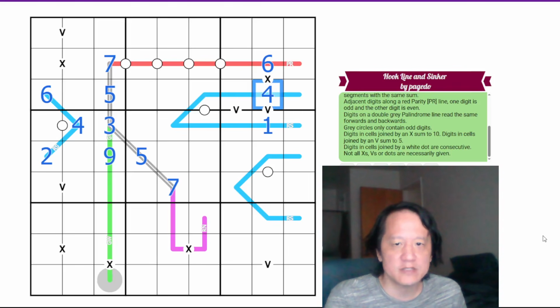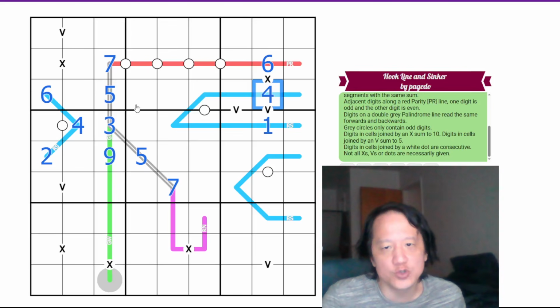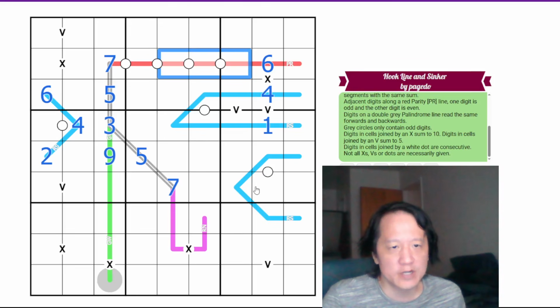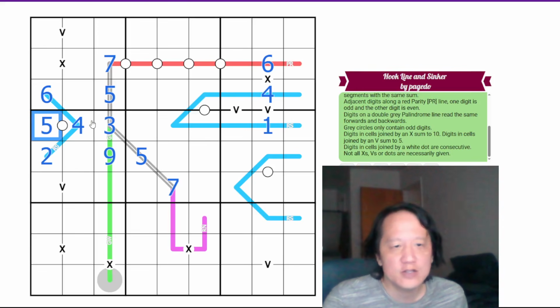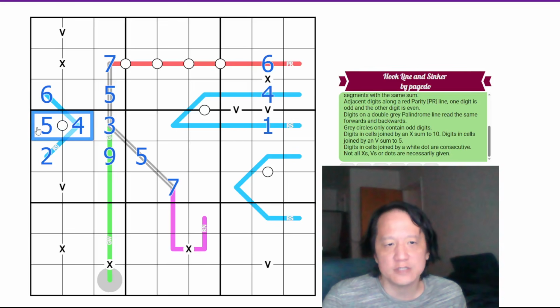So that's how X's and V's work. Digits in cells joined by a white dot are consecutive. So, for example, if we had a 4 here, this would have to be 3 or 5 to be consecutive with it. Because those are the only digits consecutive with a 4, and they have to be consecutive because there's a white dot in between.